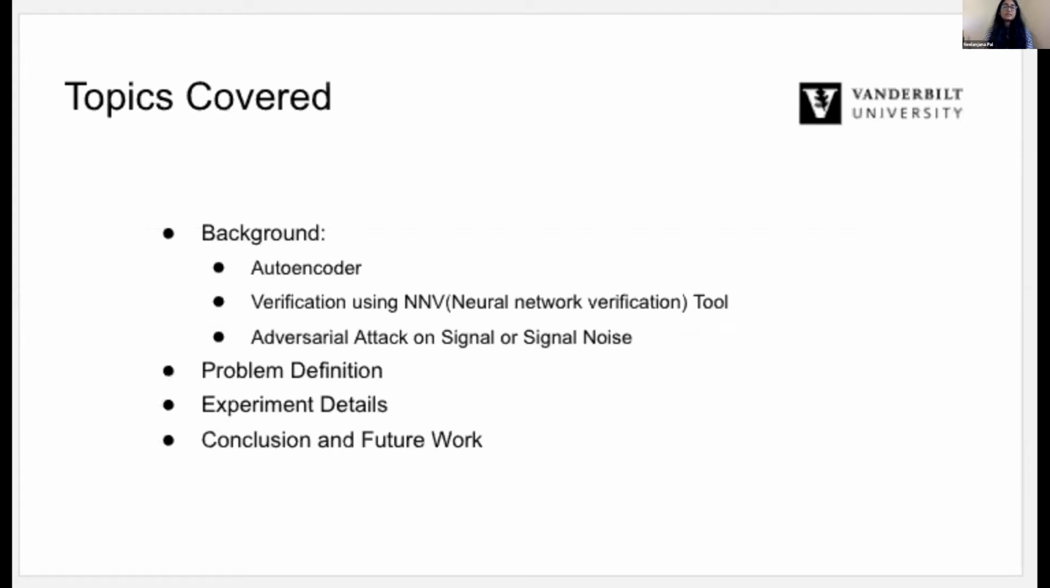The topics that I'll be covering in this presentation are a little background on how an autoencoder works, how verification works in general, and also using the NNV tool. Then a little background on the adversarial attack that we used here. Then we go through the problem definition that we considered for this paper and some experimental details. And then I will end with a conclusion and some possible future work.